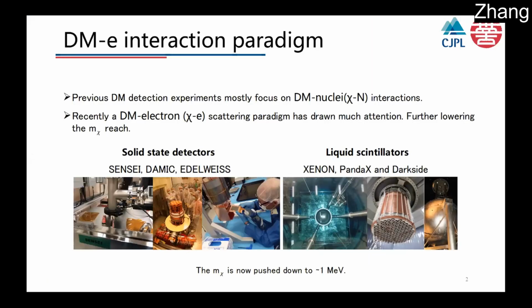There have already been a variety of direct detection experiments, and there are mainly two types. One type uses solid state detectors, and the other type uses liquid scintillators like Xenon and PandaX. Previously, most of these experiments focused on dark matter nuclei interactions. Not until recently has the dark matter electron interaction paradigm drawn much attention from the physics community. So why dark matter electron interaction?